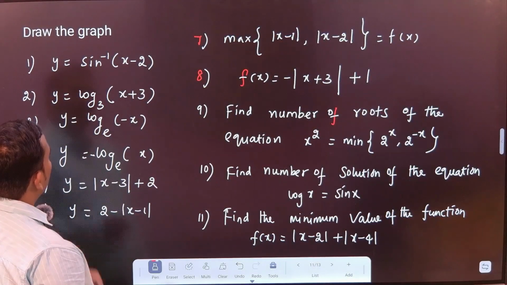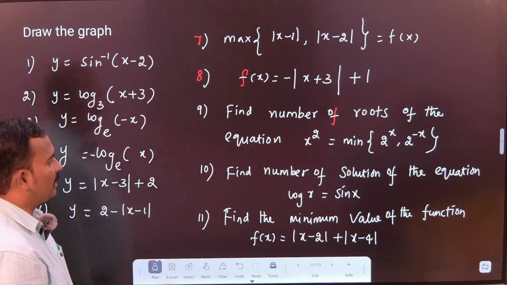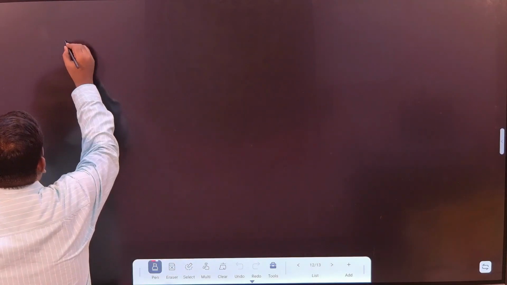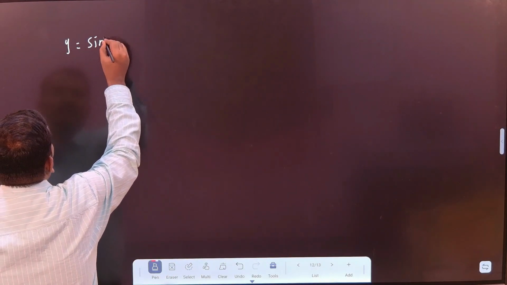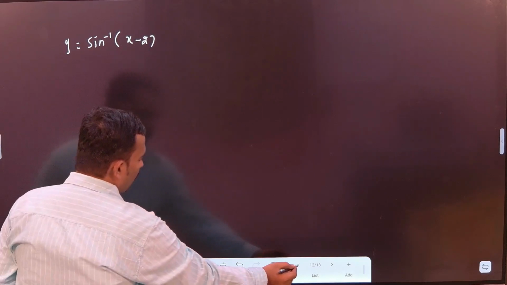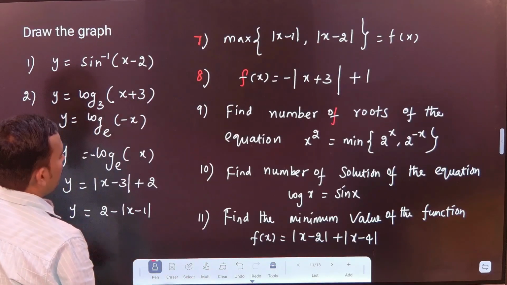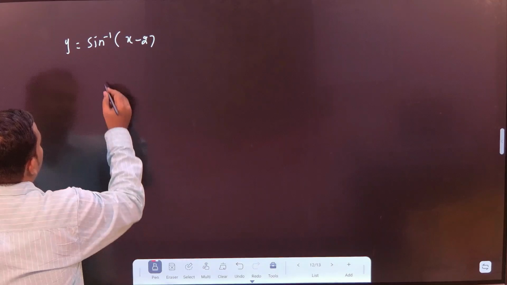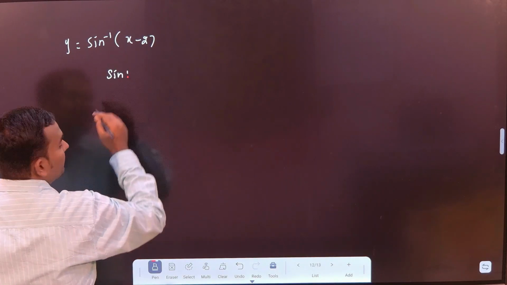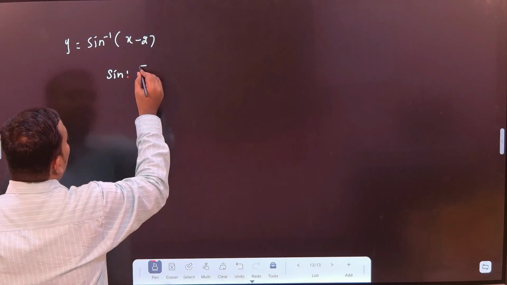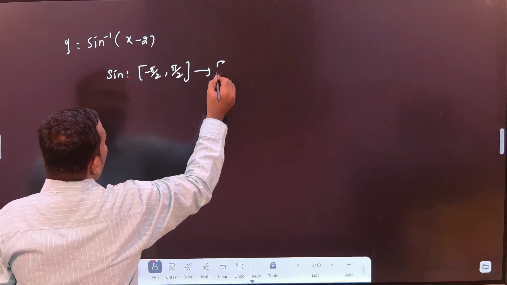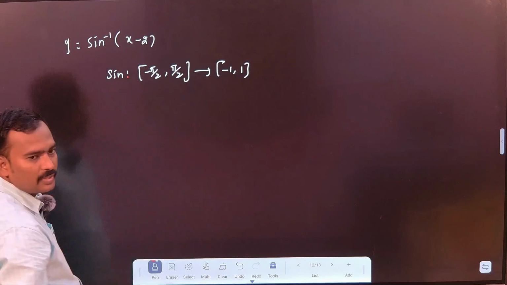You can draw y is equal to sine inverse of x minus 2 graph. How to draw the graph? You can see, student. Y is equal to sine inverse of x minus 2. Okay. So first, you have to understand sine is the function. If its inverse exists, it means the domain is minus pi by 2 to plus pi by 2. The range is minus 1 to 1. You already know this, right?